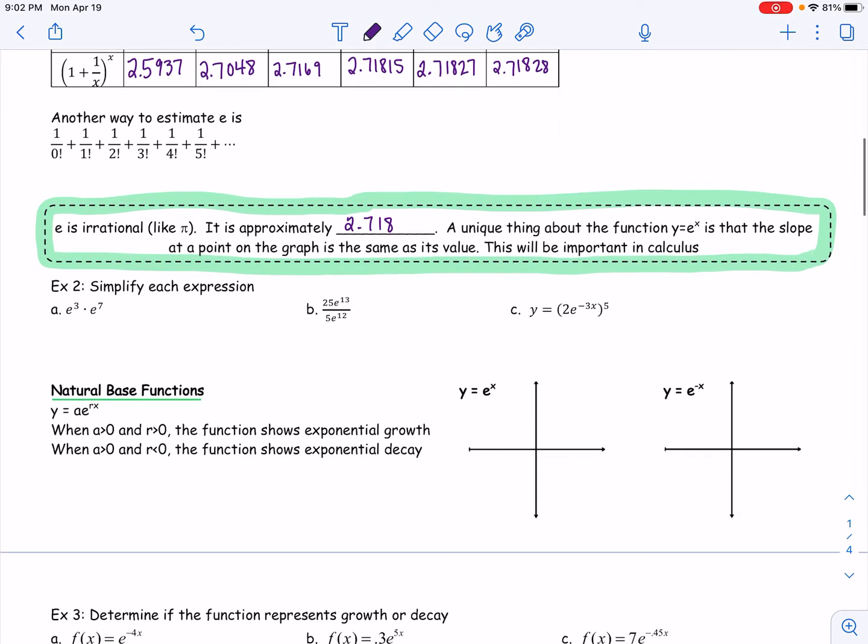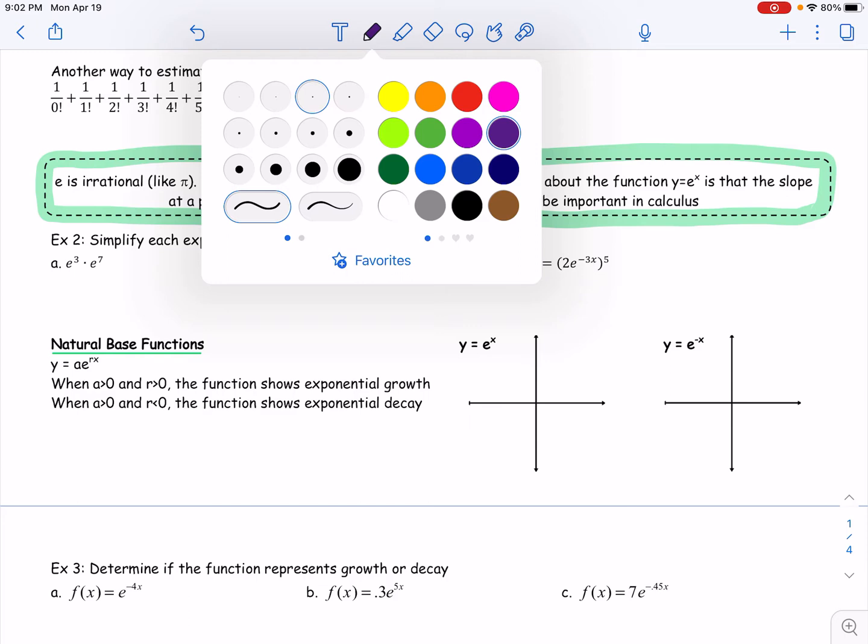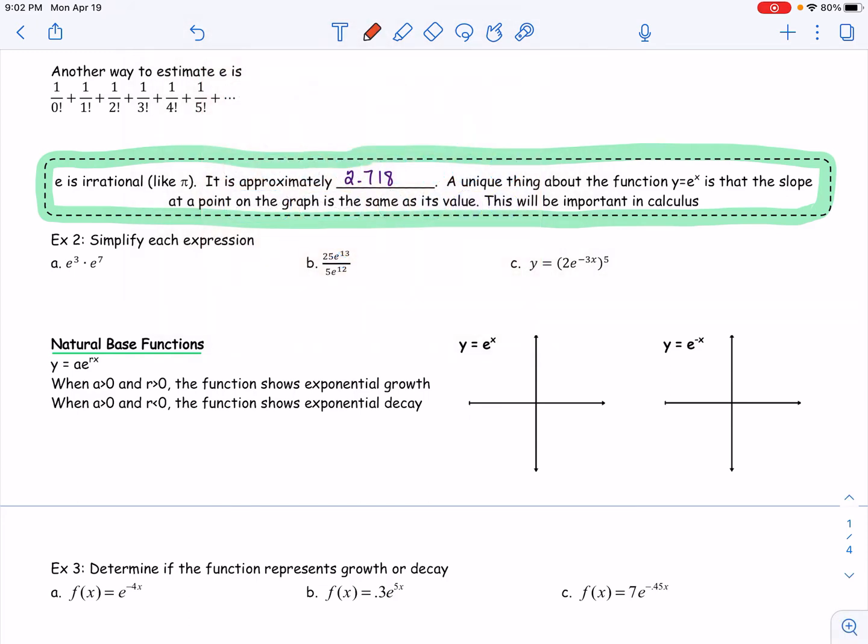All right, so what we're going to do now is we're actually going to go back to some of our exponential properties, and we're just going to simplify these expressions. So the first thing we see is e to the third times e to the seventh. Well, e is a number, but these bases are the same. So what happens when you multiply the same base with exponents? You add your exponents. So this is now just e to the 10th. Now that is a number that you could approximate, but the goal of these three examples is just to simplify, not to get an approximation.